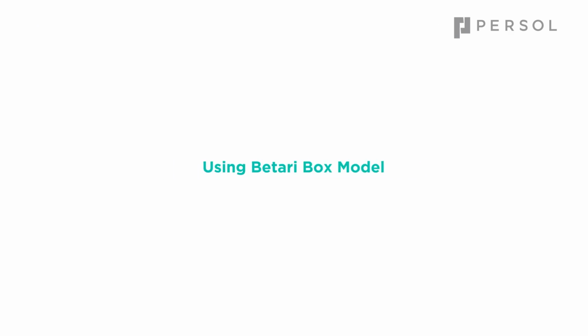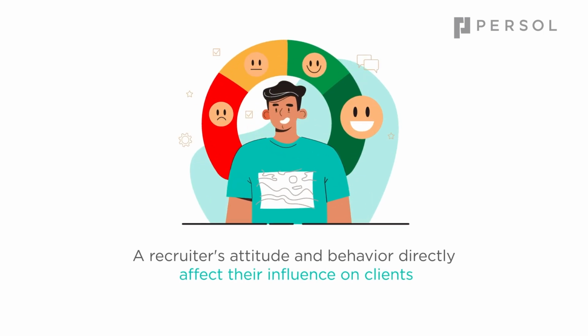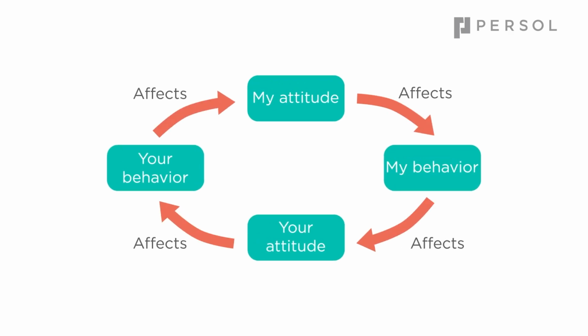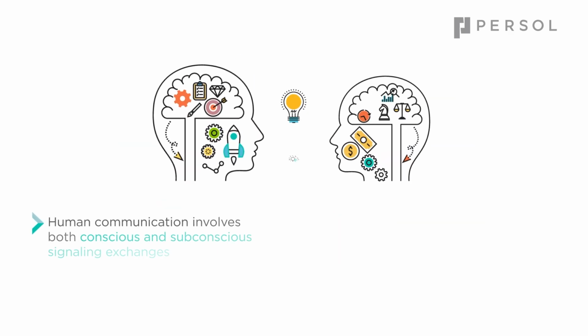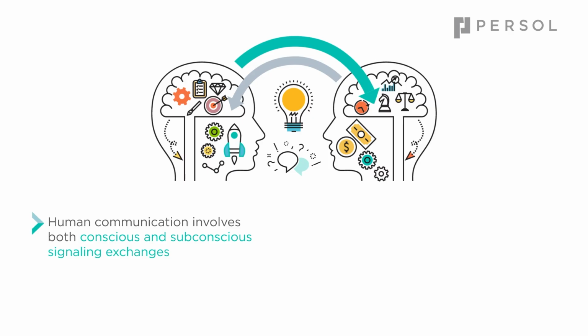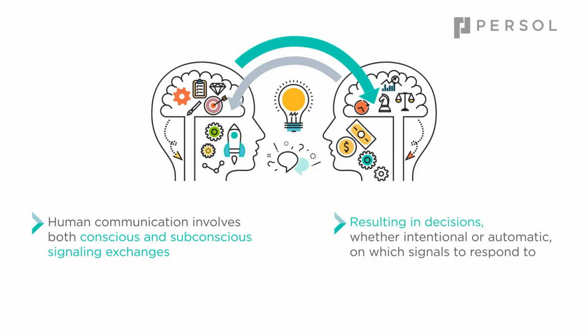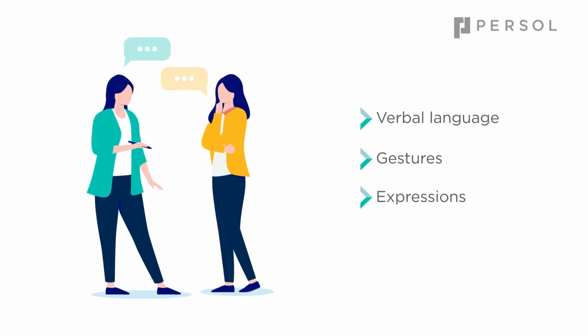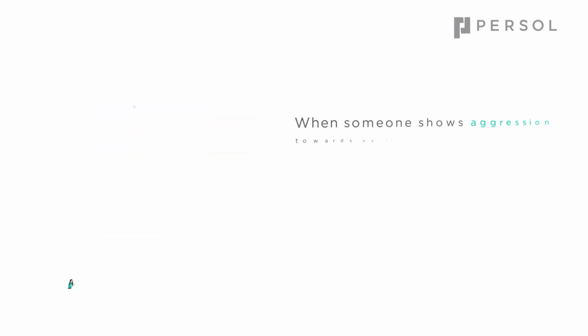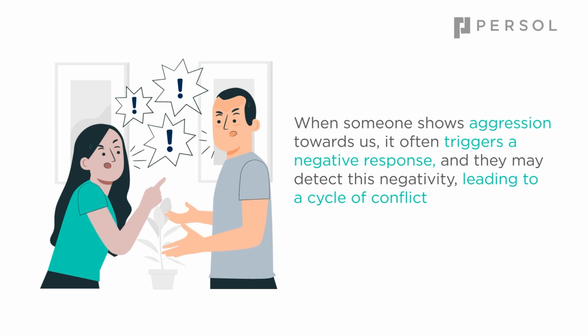Using the Johari box model, the connection between a recruiter's attitude and behavior directly impacts their influence on clients. The model illustrates how our attitude, whether positive or negative, manifests in our behavior across all human interactions. Human communication encompasses both conscious and subconscious exchanges of signals, leading to decisions, whether deliberate or involuntary, regarding which signals it reciprocates. In this ongoing process, the reactions we receive stem from the messages we convey through verbal language, gestures, and expressions. For instance, if someone displays aggression towards us, it typically fosters a negative attitude towards them, and they may sense this negativity, initiating a cycle of confrontation.